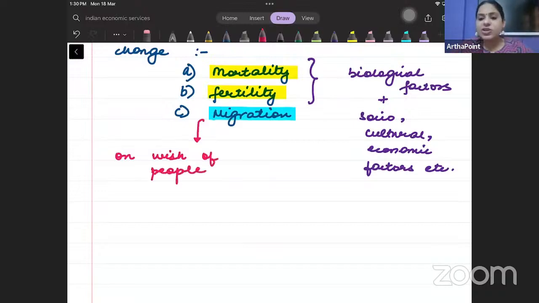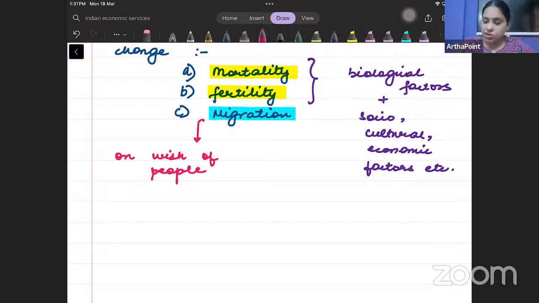In case of migration, there is no biological component involved, right? This is a deliberate movement by people. अगर मैं चाहूंगी तभी तो मैं दूसरी city या दूसरे state में shift करूंगी, right? So when I talk about migration, migration is a deliberate move by people, right?